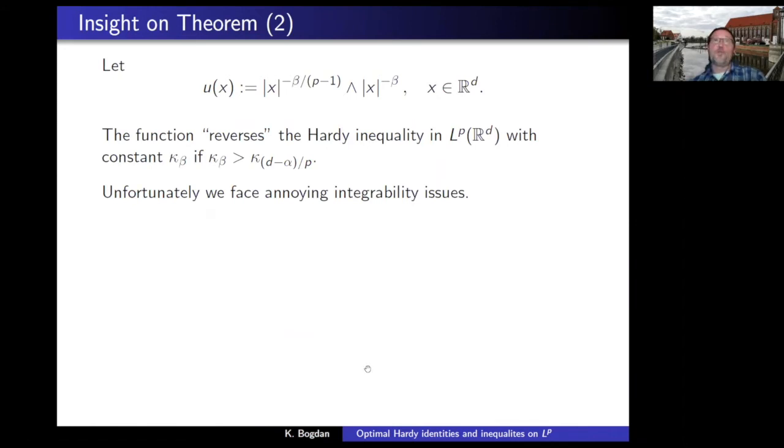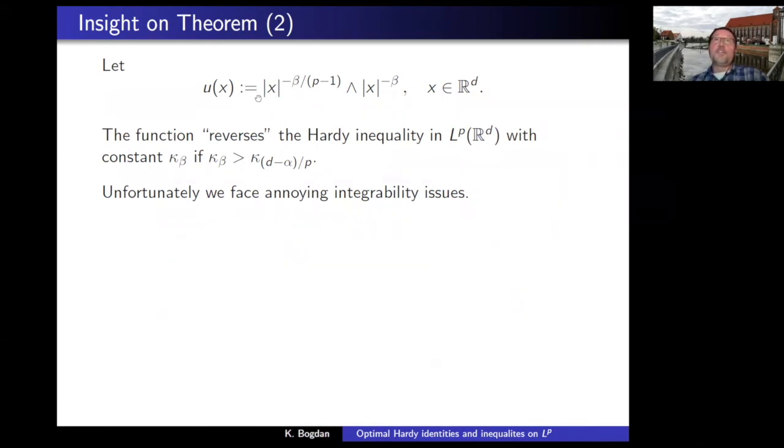Here's an insight on theorem 2. In a sense, this function u, being the minimum of 2 power functions, reverses Hardy inequality in the sense that for this function, the Hardy inequality becomes equality, or actually reverses sign, if kappa of beta, for this beta, is greater than kappa of (d minus alpha) over p. So in simple terms, we take this function as a test function to show that one cannot improve the constant in our optimal Hardy inequality.